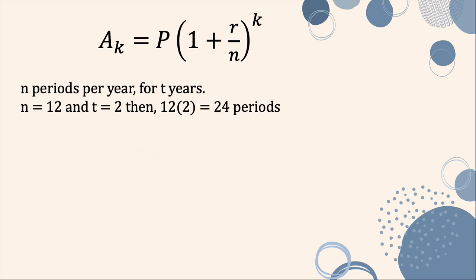Now we need to connect this to time in years. If interest is compounded n times per year, then over t years, the total number of compounding periods is n times t. As an example, if we are compounding monthly, so n is 12, and the number of years we are compounding is 2, then there are 24 periods in which we're compounding. Thus, in general, K is equal to N times T.